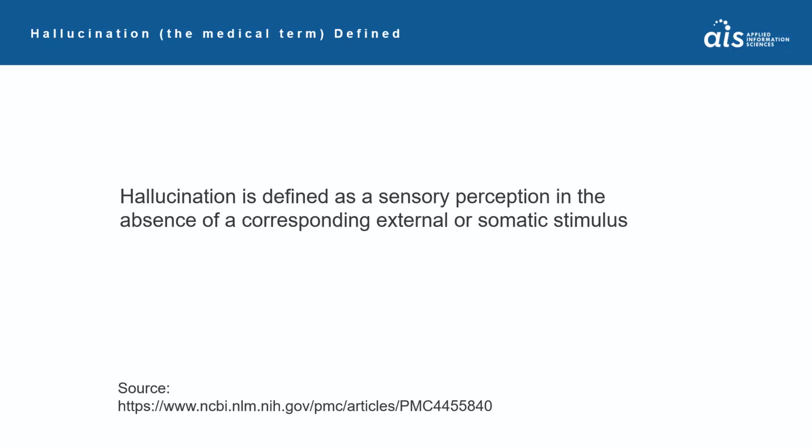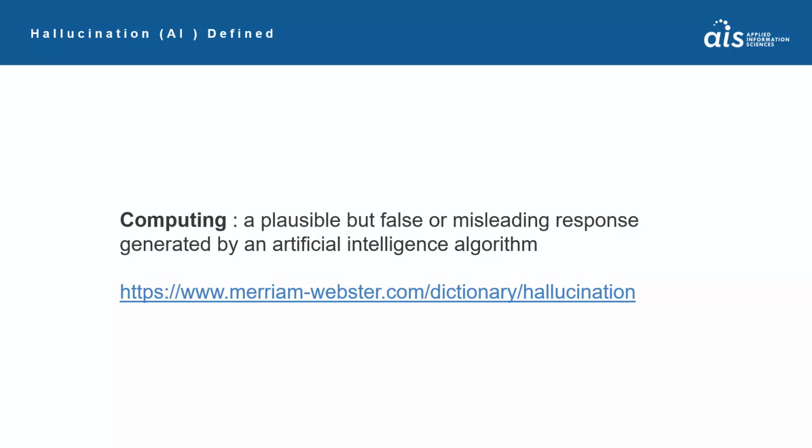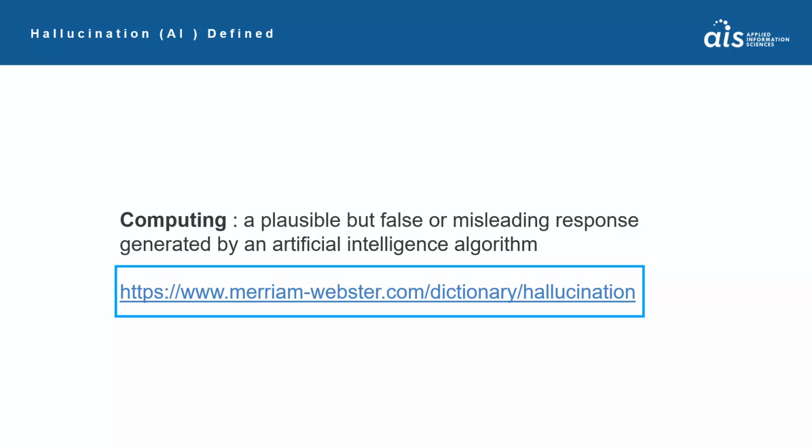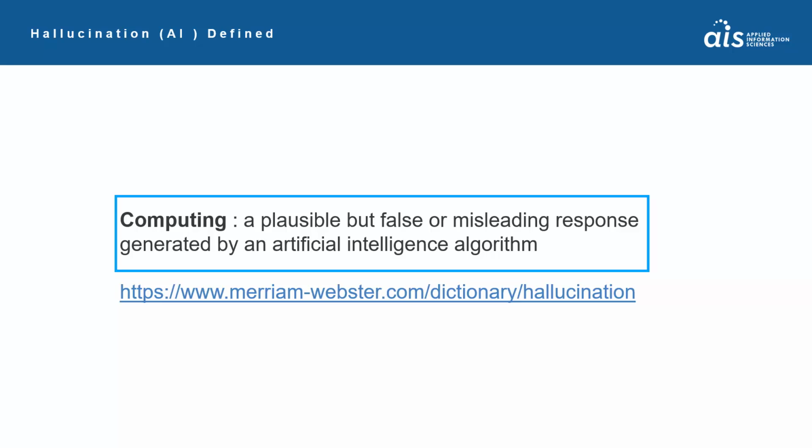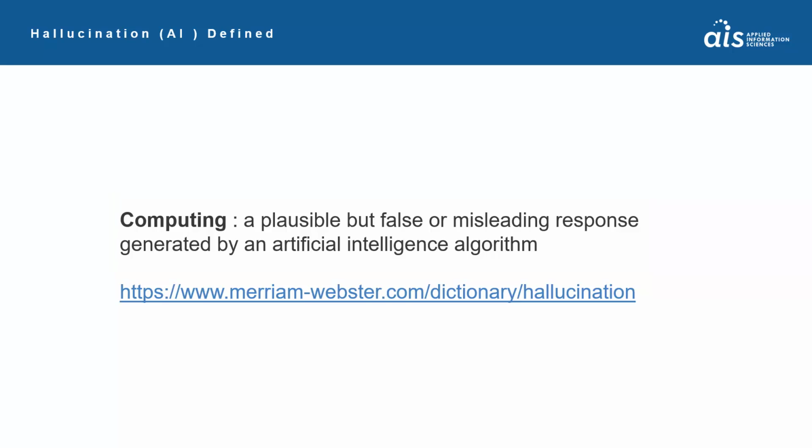Irrespective of where you are in this debate, I would urge you to use caution when using the term hallucination because it can tend to stigmatize people who suffer from mental illness. Now keep in mind that Merriam-Webster recently extended the definition of the word hallucination to include computing, and that's shown here on the screen: a plausible but false or misleading response generated by an artificial intelligence algorithm. So for the purposes of this video, I'm going to stick to this definition and delve into this further.